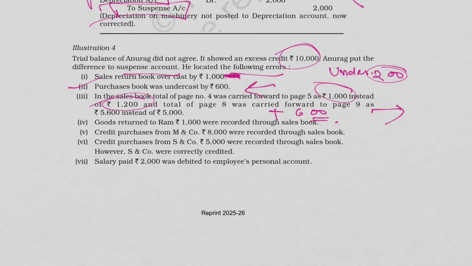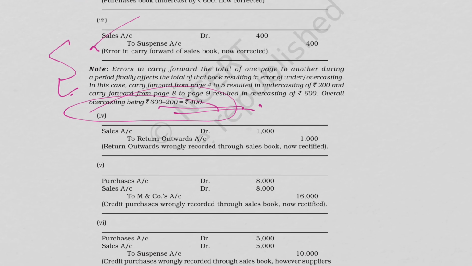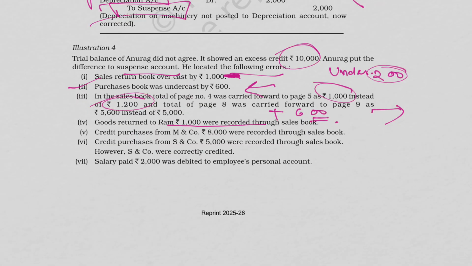Next we have goods returned to Ram 1000 were recorded through sales book. So sales we have basically credited. So there's an excess credit in sales. So we'll debit it. And to return outwards, there should have been the actual entry. So we'll credit this.